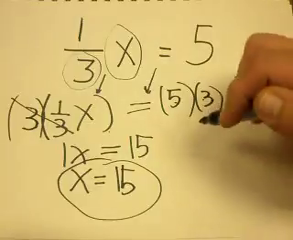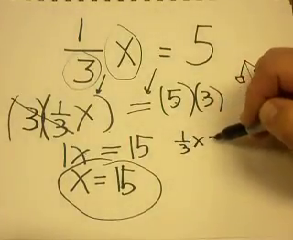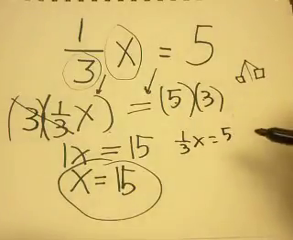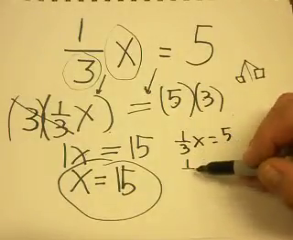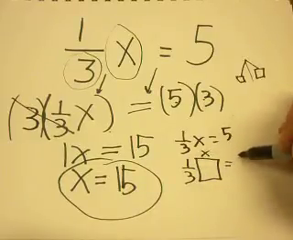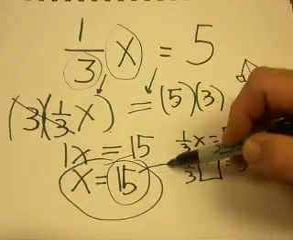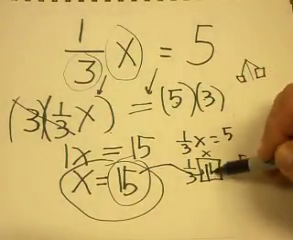But as I told you, I always want to rewrite the problem and check it. So 1/3 x is equal to 5. I'm going to rewrite it with a box. So I've got 1/3, and an x box here, equals 5. And what do I plug into the x box? What we found, 15. We put that in there.